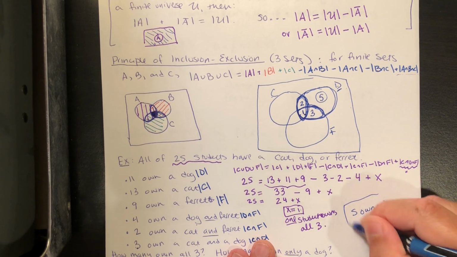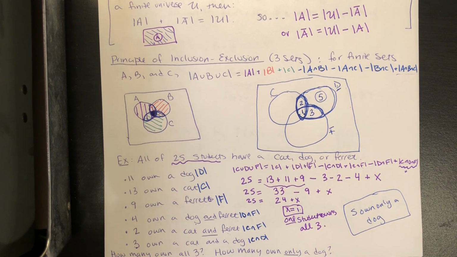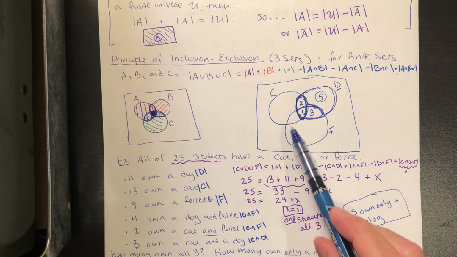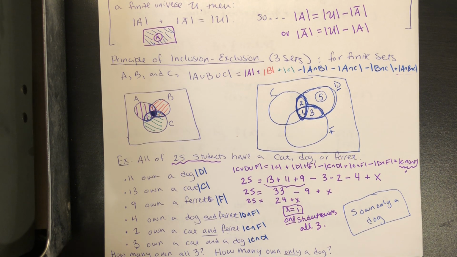And the best way to see that really is to draw out the Venn diagram. So you could also use that to figure out how many own just a cat or just a ferret, or a cat and a ferret but no dog, right? Using the same idea here.